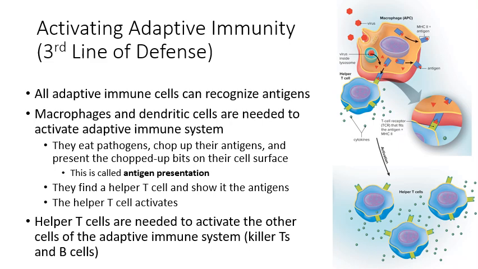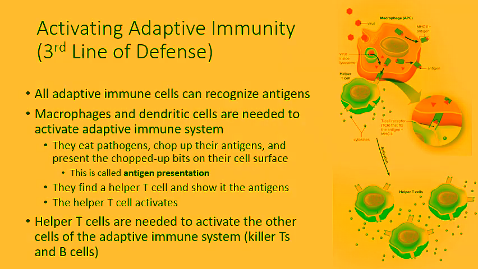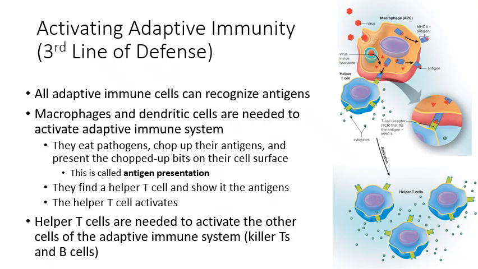Macrophages and dendritic cells, we said they're phagocytes, so they will eat pathogens. Anything they eat, they're going to chop it up into little bits, and they will put those bits on the cell surface. They will display it on their surface. Then they will go look for a helper T cell and try to show it the antigen. Every helper T cell has one specific antigen that it can recognize. So the macrophage or the dendritic cell needs to go through a bunch of different helper T cells until it finds the one cell that can actually recognize the antigen that it's showing.